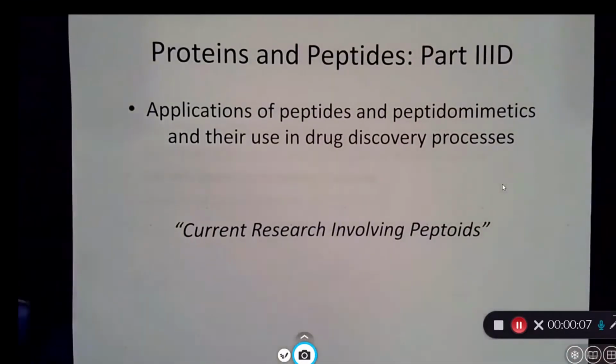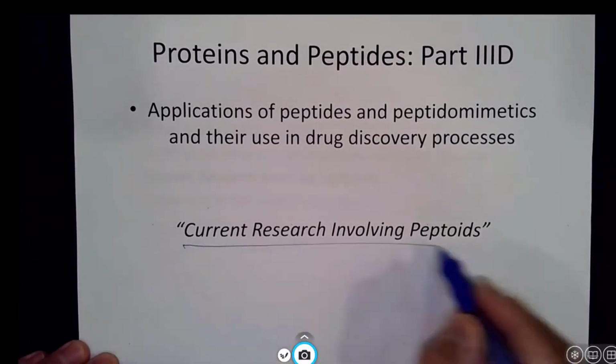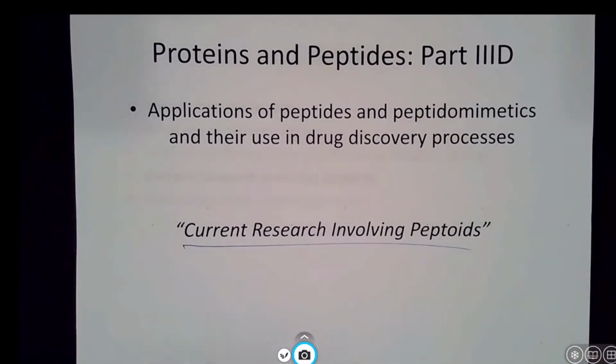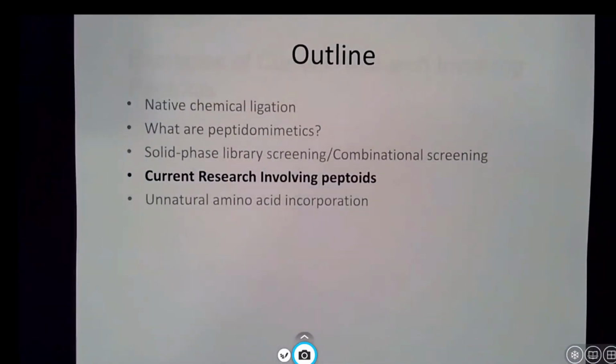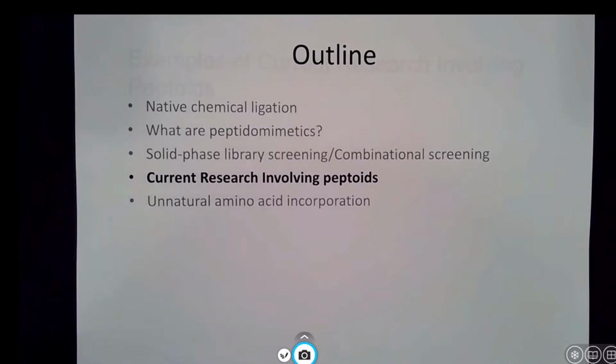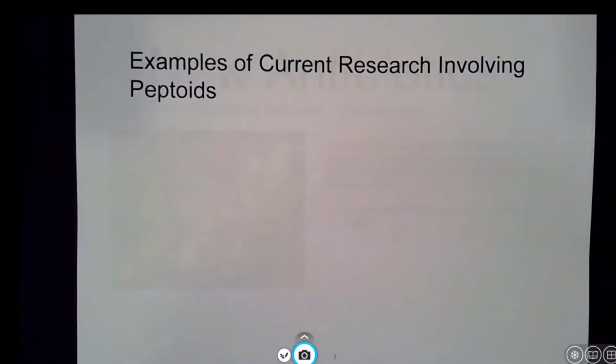Morning, everyone. Today we're going to talk about part 3D, which is current research involving peptoids. Over the course of this section, you've learned how to make peptoids, how to screen them, and how to make large libraries of them. So I'm just going to highlight a few examples in the literature where peptoids are actually being used, and it's pretty exciting. Here are some examples of current research involving peptoids.